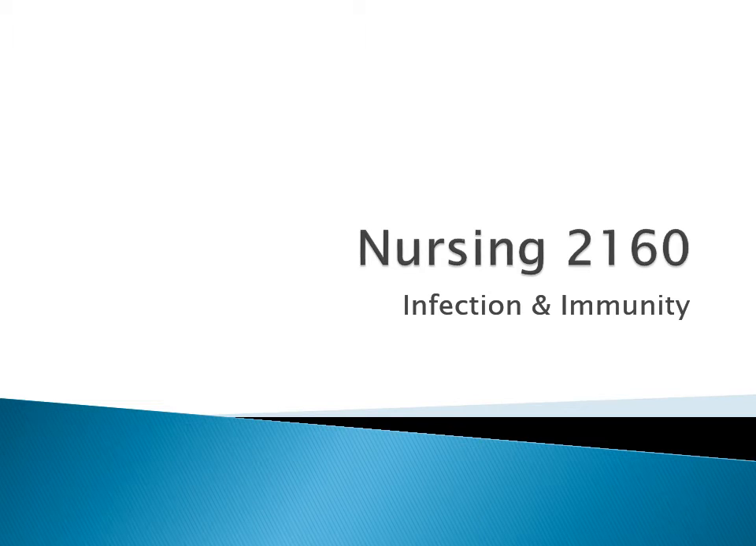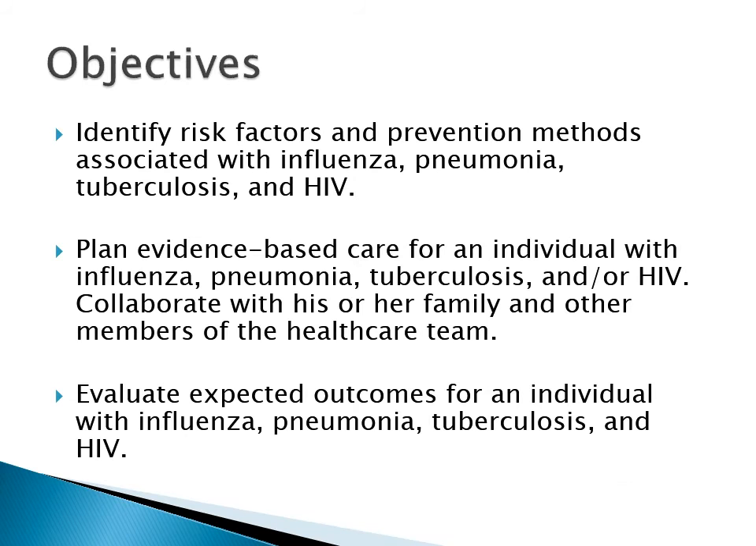In this section, we will be taking a look at the concept of infection and immunity. The objectives are looking at influenza, pneumonia, tuberculosis, and HIV, identifying the risk factors and prevention methods, planning evidence-based care for all four of these diagnoses.